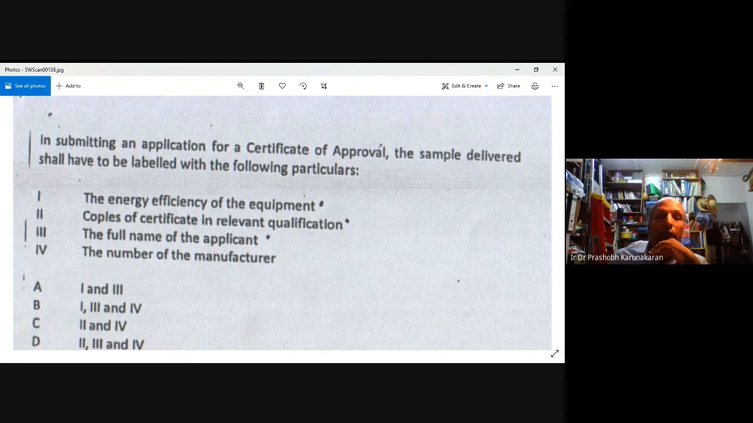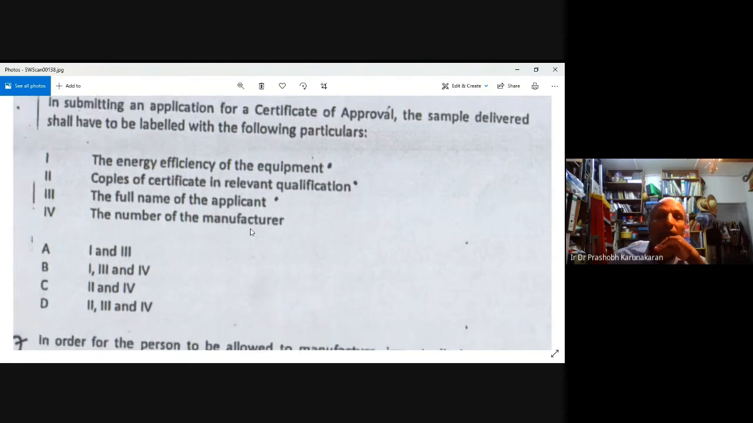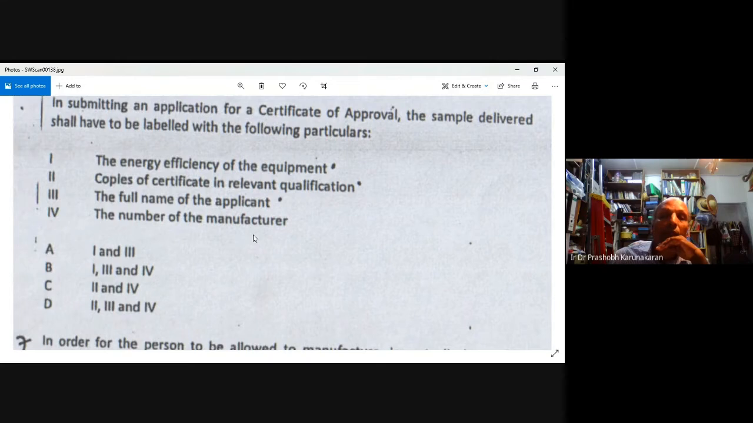There is no 1, 2, 3, only 1 and 3, what to do?